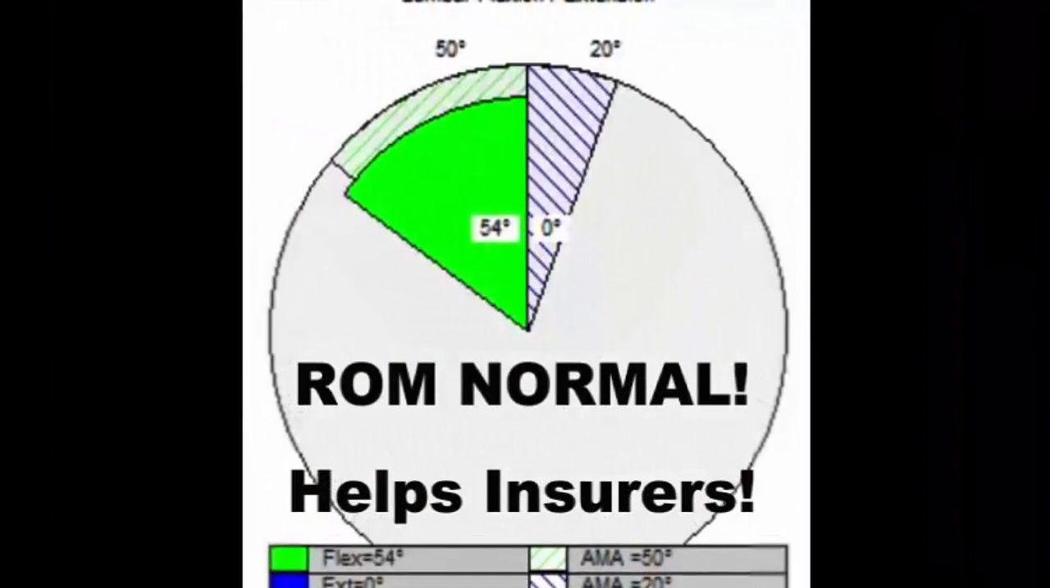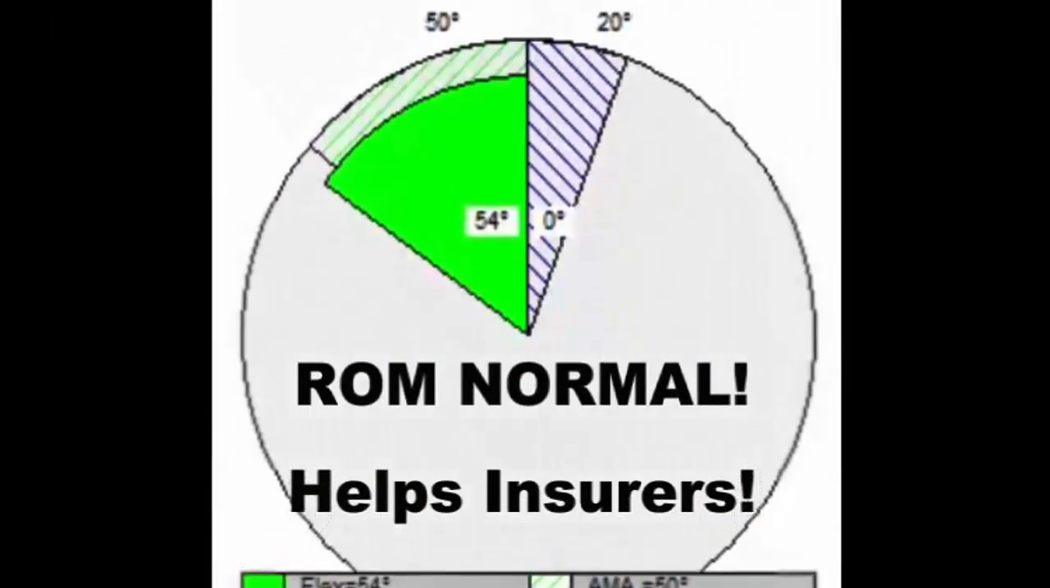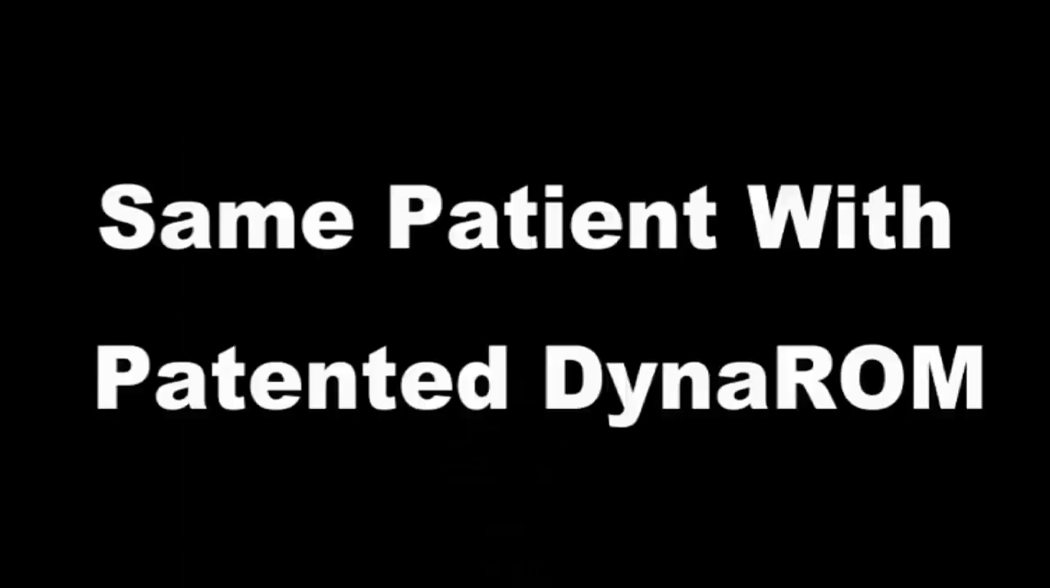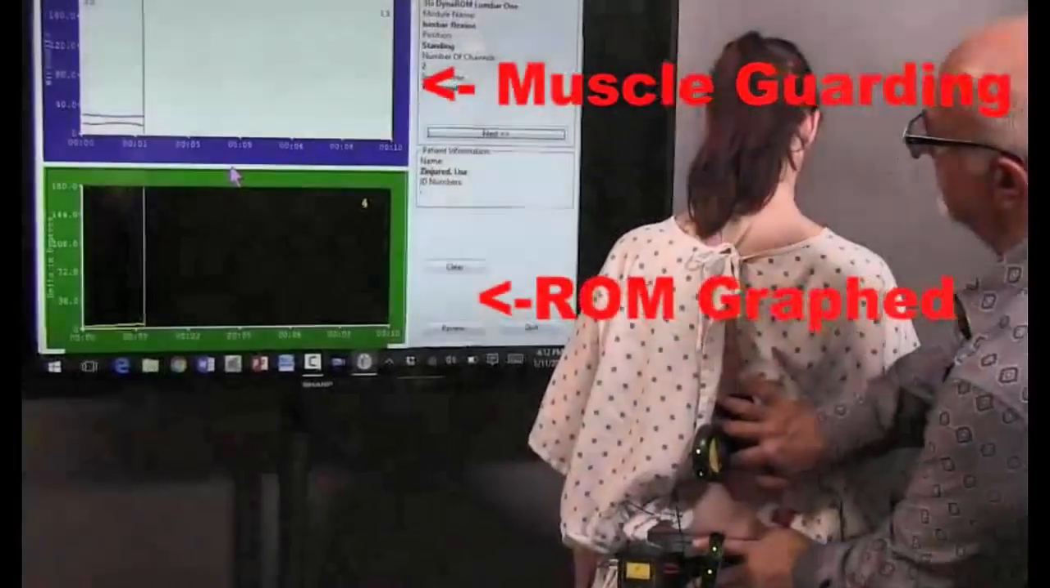Here you can see that the patient has a normal range of motion. They did 54 when they should have done 50. Now we take that same patient, but we use the DynaRom. Begin scanning.